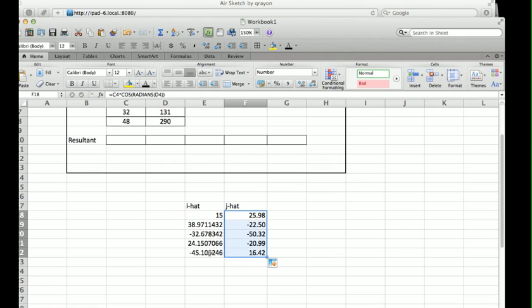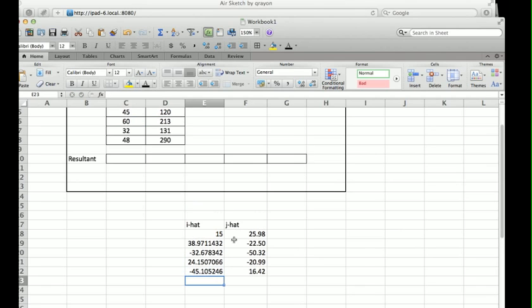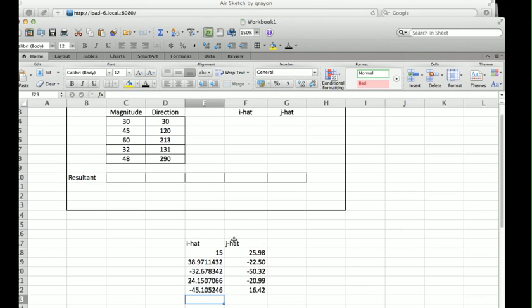Does that work? C8 times the sine of radians D8. Okay, so that should work. And you can kind of see your i hats and j hats, whether they're positive or negative.